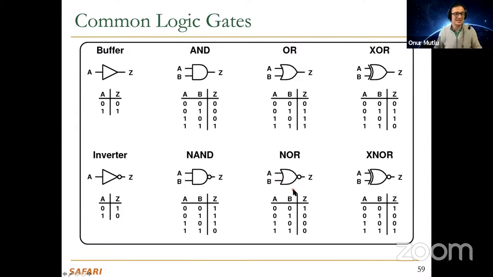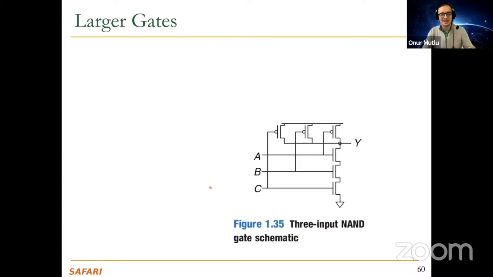So keep that in mind. That's the topic of functional or Boolean completeness. It's basically the minimum number or type of gates that you need to be able to build any logic circuit. Okay, so let's talk about larger gates a little bit.